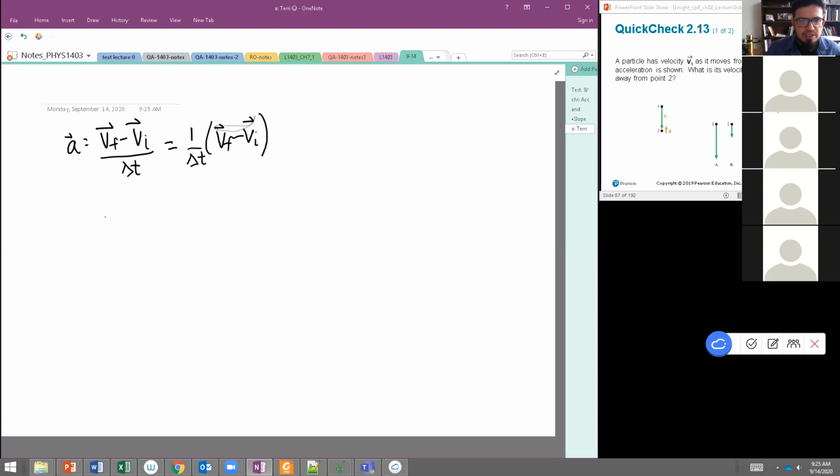And so what that means is in the problem that we have here for the quick check, let me go ahead and start it for you guys. It says here we have a particle with velocity v1, and as it moves from point 1 to point 2, the entire time during the motion, so at this position number 1, this is where we have our initial point.